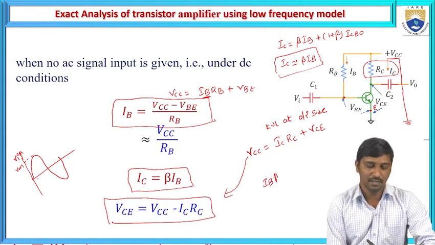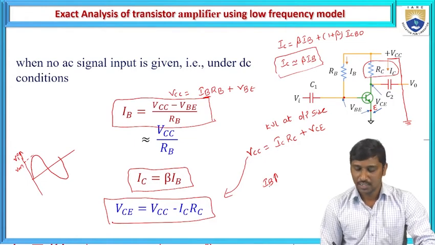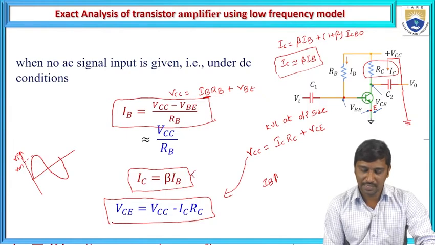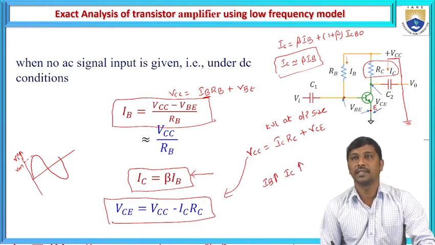Why? Because the maximum positive portion passes through the base terminal of the NPN transistor, hence it increases the base current. If the base current increases, we know from this representation that IC is approximately equal to beta times IB. When the base current increases, then automatically the collector current also increases.